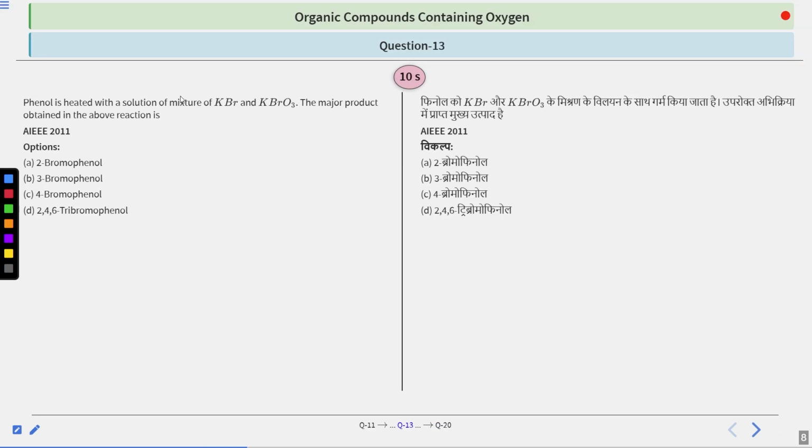Phenol is heated with a solution of a mixture of KBr and KBrO3. So there is a mixture containing KBr and KBrO3, and we are heating phenol with the solution of this mixture. The major product obtained in the above reaction is what? This question was asked in AIEEE in 2011. Options are 2-bromophenol, 3-bromophenol, 4-bromophenol, or 2,4,6-tribromophenol. You have some time to think about this question. After that, we will see the answer.